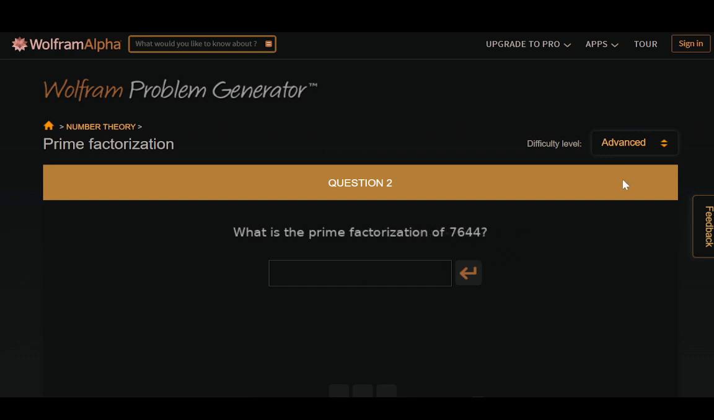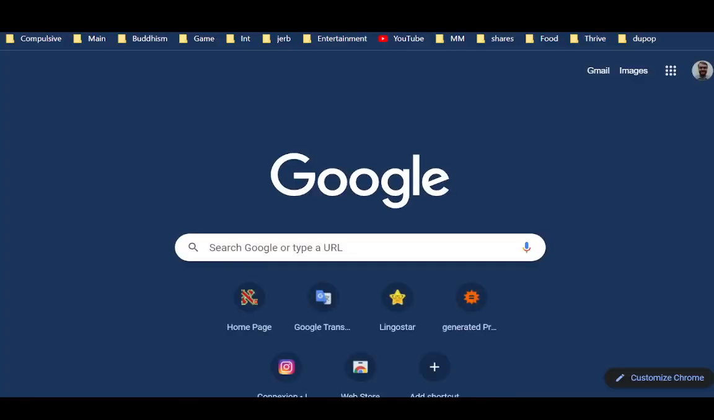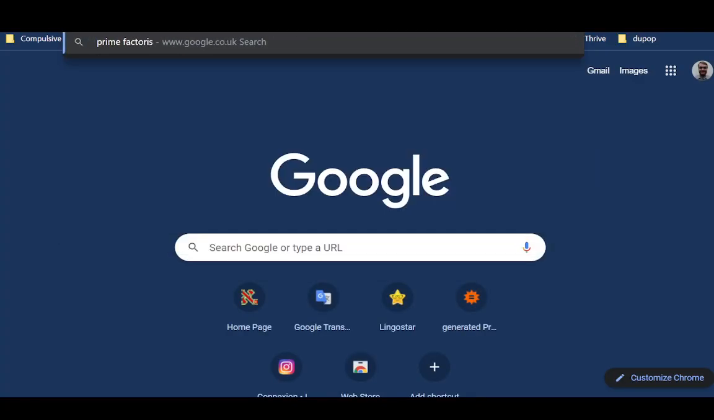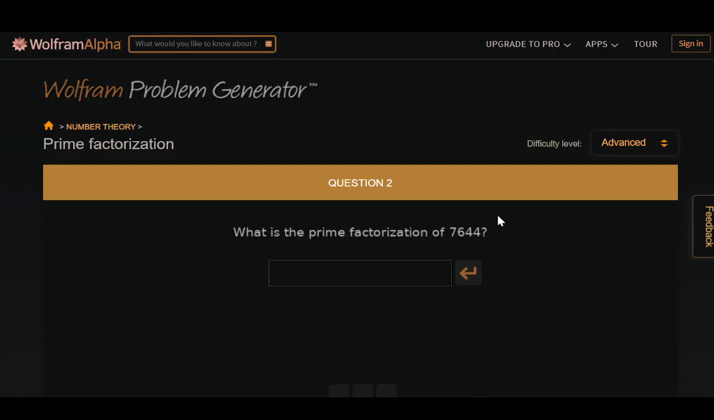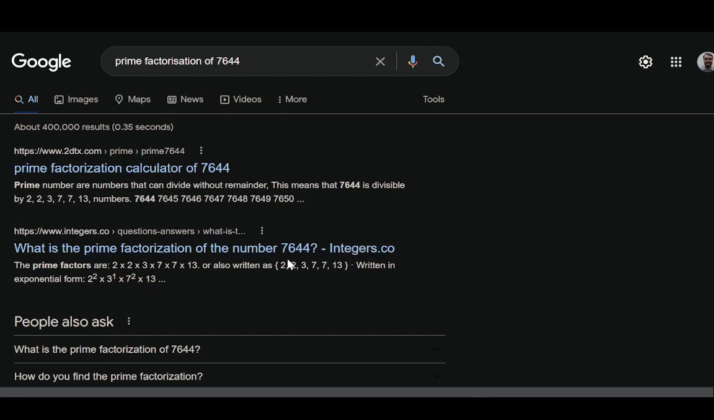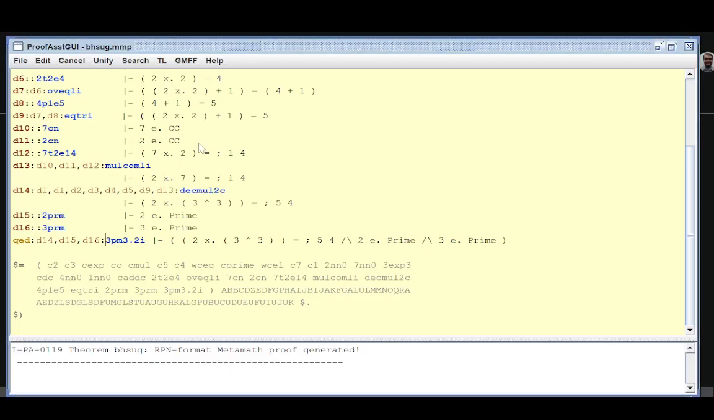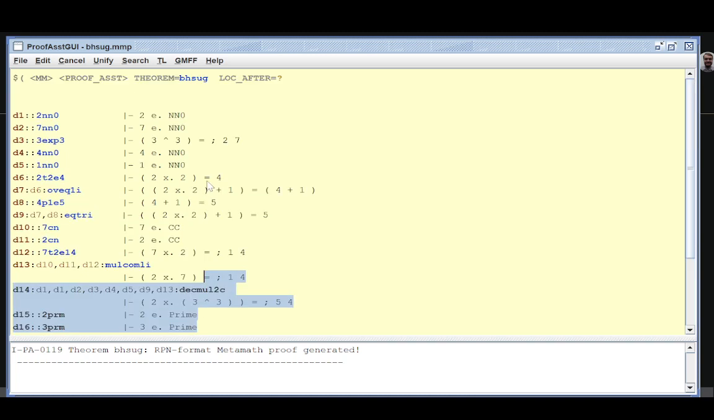All right, let's see. 7644. Prime factorization of 7644. It's definitely even. So that's quite helpful. 7644. Okay, 2, 2, 3, 7, 7, 13. Okay, let's try that. So, back to our proof. Let's get rid of all of this.